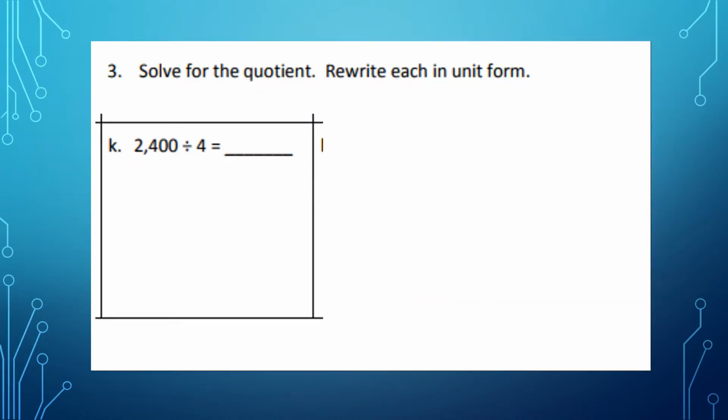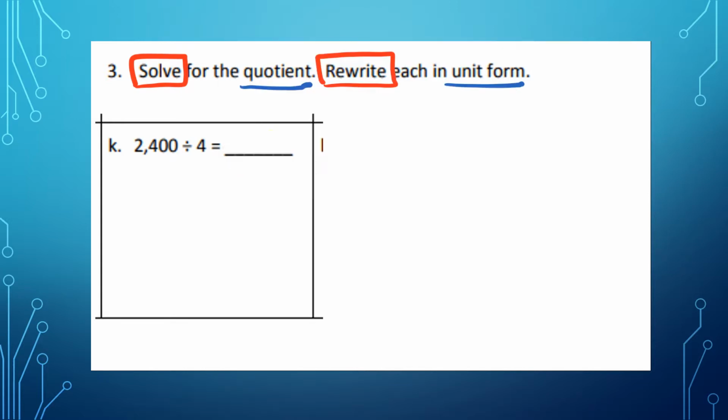Once again, we're going to start by cubing. Solve for the quotient. Rewrite each in unit form. Our action word is solve. And we're looking for the quotient, which we know quotient is the answer to division. We are going to need to rewrite each in unit form. So this is very similar to the problem we've already done. We're just not drawing those place value discs.